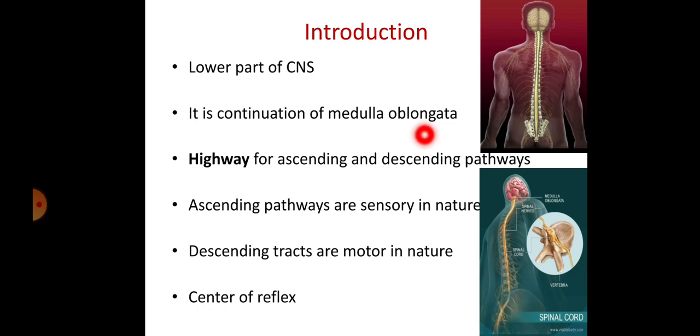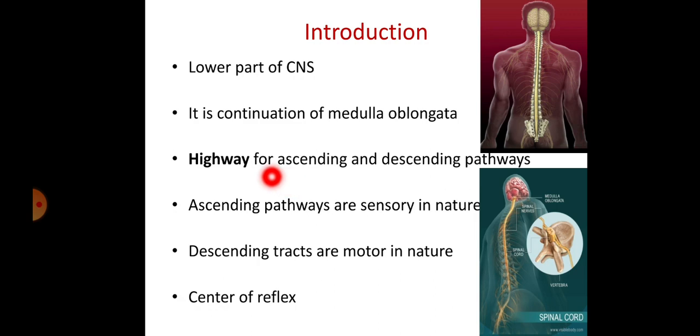So here, the central nervous system includes the brain and the spinal cord. The brain is the uppermost part of the central nervous system, and the spinal cord is the lowermost part. This spinal cord is the continuation of the medulla oblongata. After the brain there is the brainstem, which includes the midbrain, pons and medulla oblongata. This medulla oblongata descends downwards as an elongated structure. This elongated structure itself is the spinal cord. The spinal cord starts at the level of the first cervical vertebra.